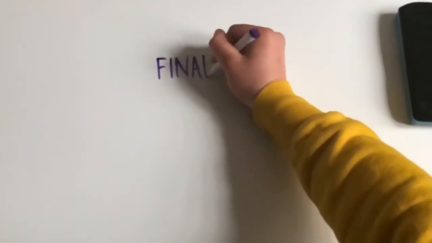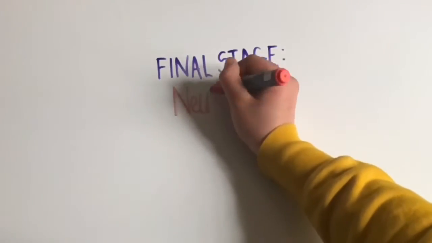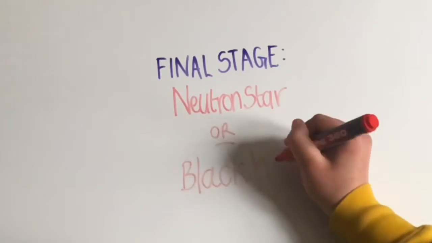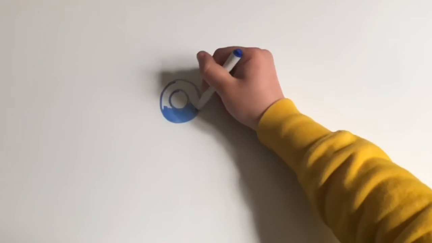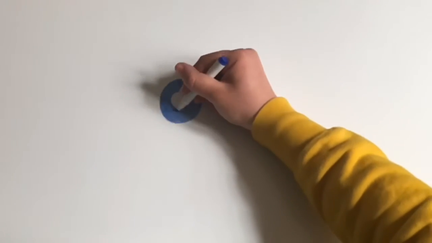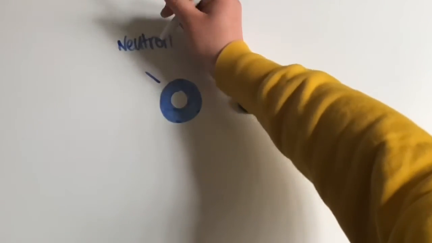Finally, depending on the mass at the start of its life, a supernova will leave behind either a neutron star or a black hole. A neutron star is the collapsed core of a giant star, which before collapse had a total mass of between 10 and 29 solar masses. Neutron stars are the smallest and densest stars, excluding black holes.